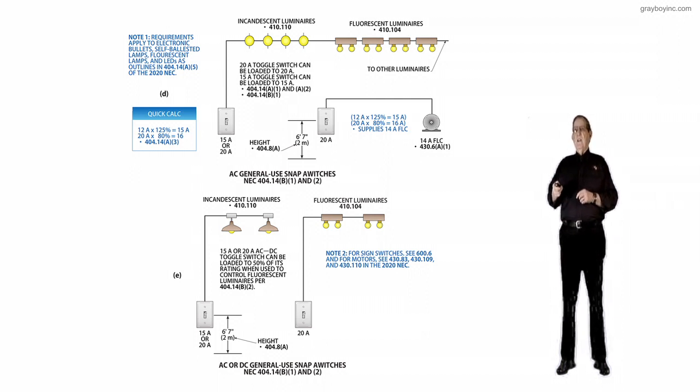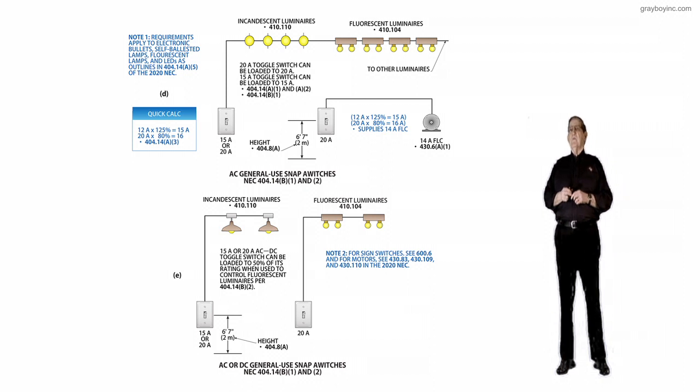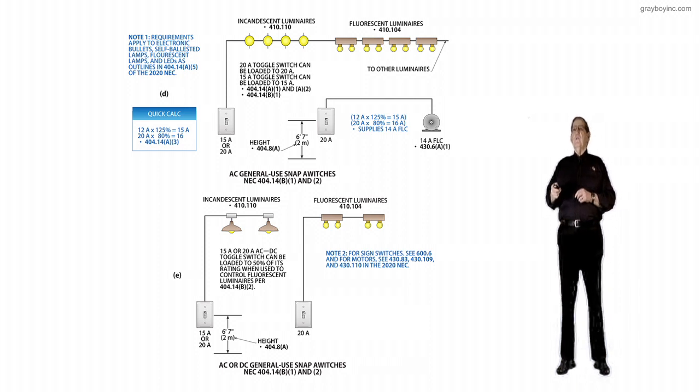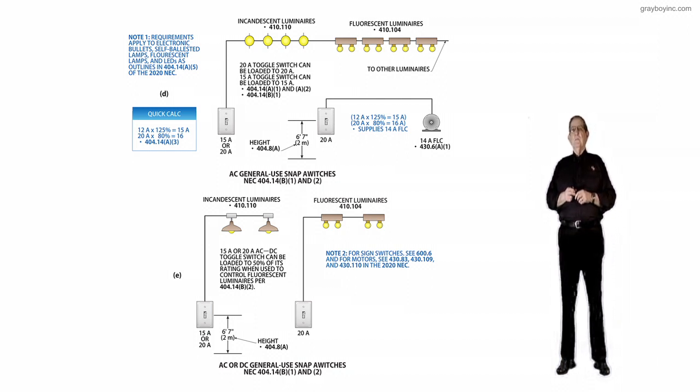So if you had a 14 amp motor load, you'd do the same thing. Where the 12 is, you would take 14 amps times 125%, and your switch would have to be capable of switching that load. And of course, we found that in 430.6(A)(1), which is where we would pick up that valuable information.